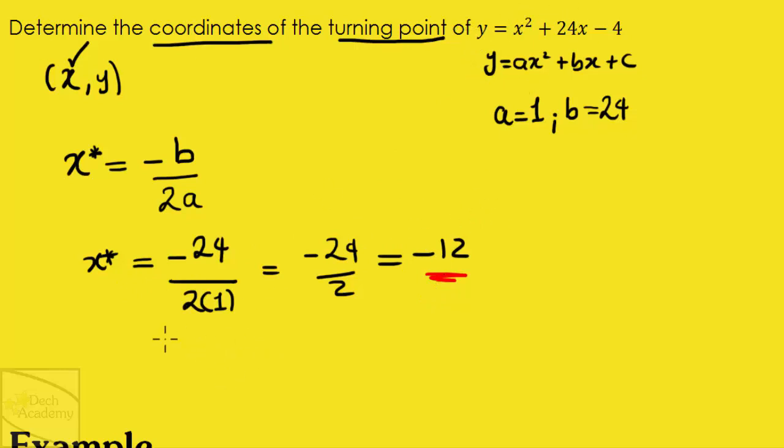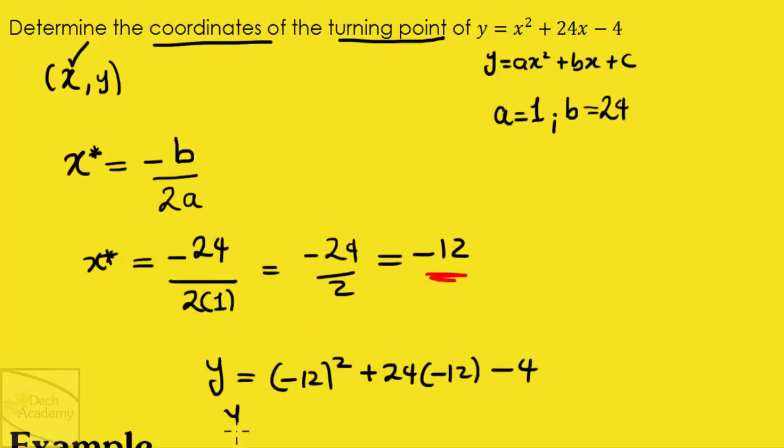So let's do that. Y equals, instead of x, we have minus 12 squared plus 24 times minus 12 minus 4, which simplifies to give y is equal to, what's minus 12 squared? That's 144 plus, what's 24 times minus 12? That's minus 288 minus 4. Simplifying this gives minus 148 as the corresponding y value to this x value of minus 12.